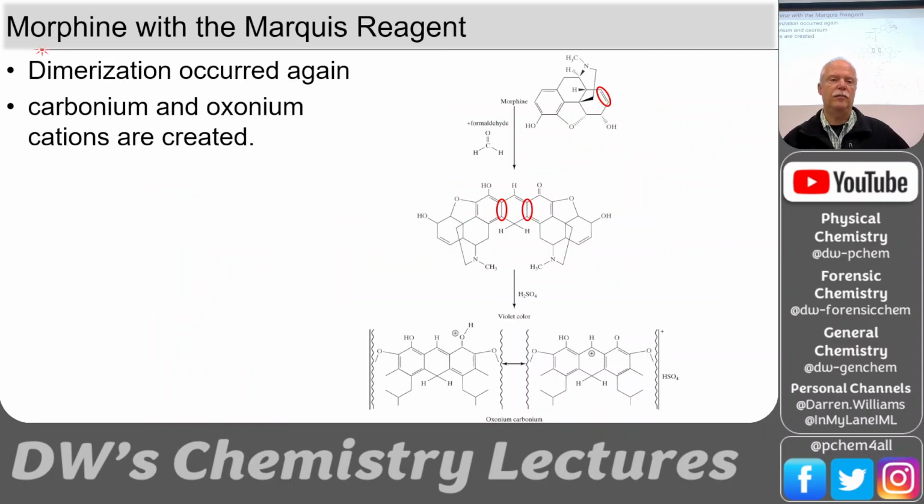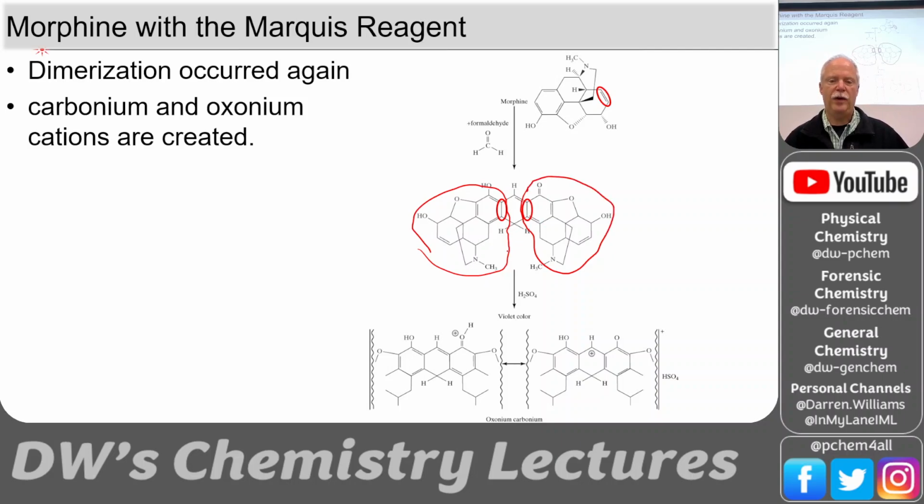Okay, let's look at the morphine with the Marquis reagent. Now, this one, again, is a figure from the book, but I tried to help you out by showing where the reaction takes place. So this is morphine up here, and it attacks this double bond right here on this fused ring. Okay, and that's where it dimerizes. So you see now we have two morphine molecules joined right there. Here's one and here's two.